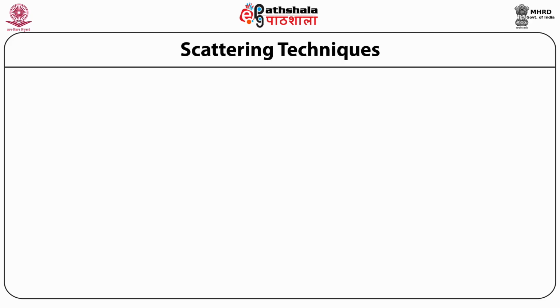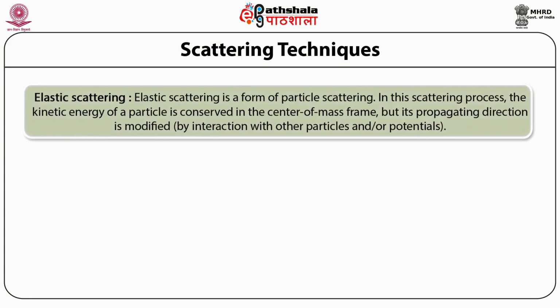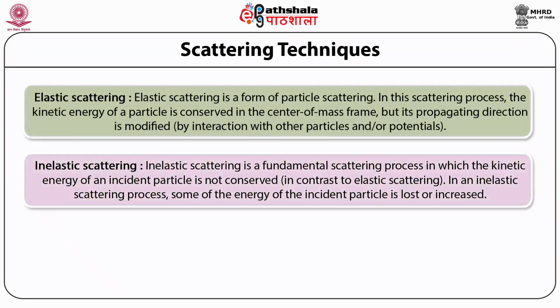Now, what is elastic scattering? Elastic scattering is a form of particle scattering. In this scattering process, the kinetic energy of a particle is conserved in the center of mass frame, but its propagating direction is modified by interaction with other particles and/or potentials. And now, what is inelastic scattering? It is a fundamental scattering process in which the kinetic energy of an incident particle is not conserved, in contrast to elastic scattering. In an inelastic scattering process, some of the energy of the incident particle is lost or increased.